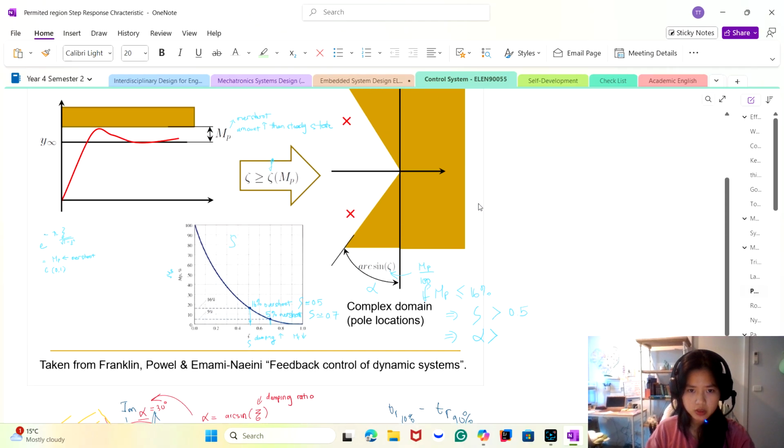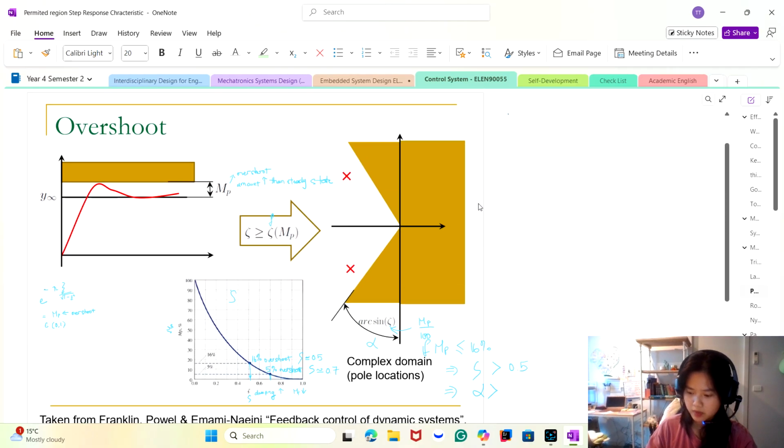So eventually you're gonna get a graph something like this, and then this is your Y region. Over here is your permitted region. Okay, let's begin.